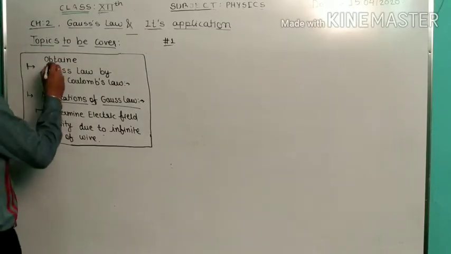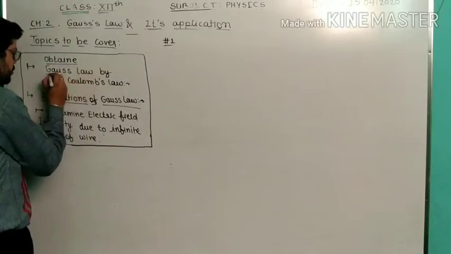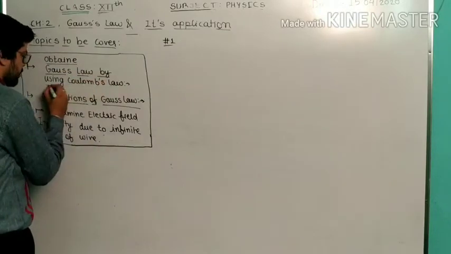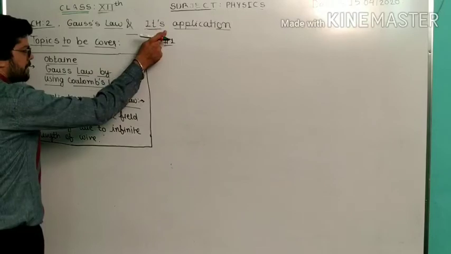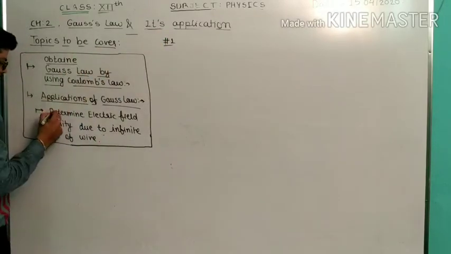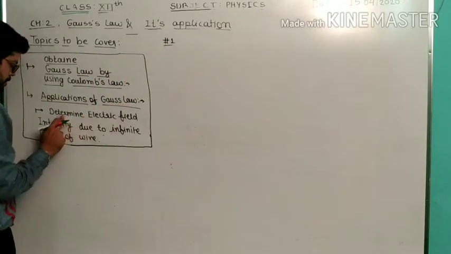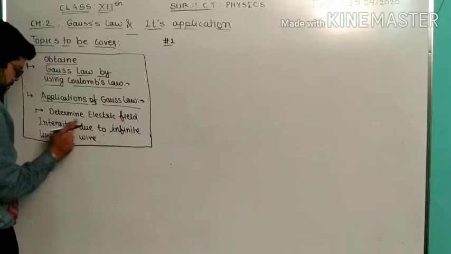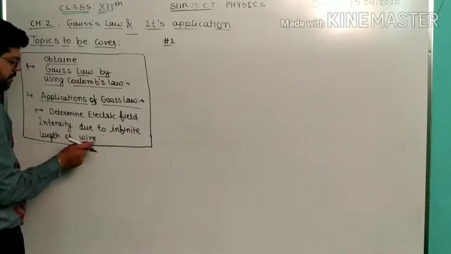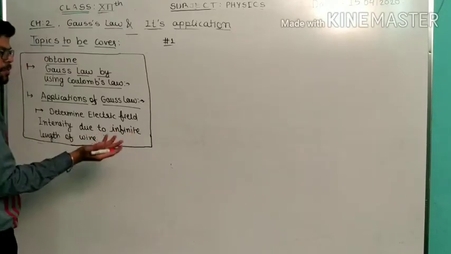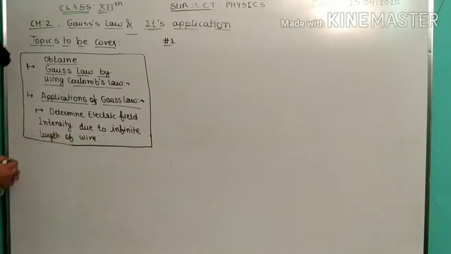What is our first topic? We have to obtain Gauss law by using Coulomb's law. The second topic, today we are going to talk about its application. Number 1, application of the Gauss law: determine the electric field intensity due to an infinite length of wire. Infinite length means there will be no end point of the wire.